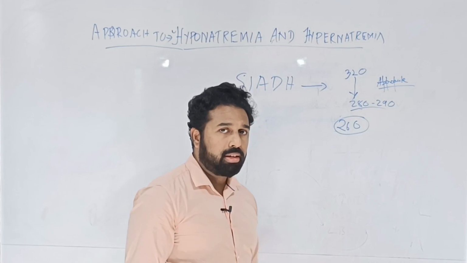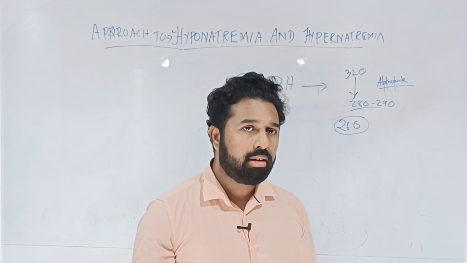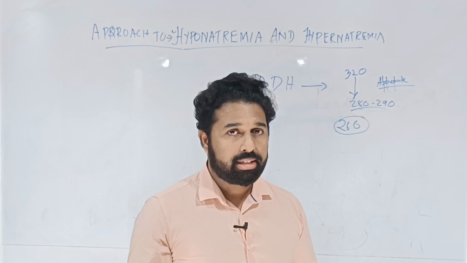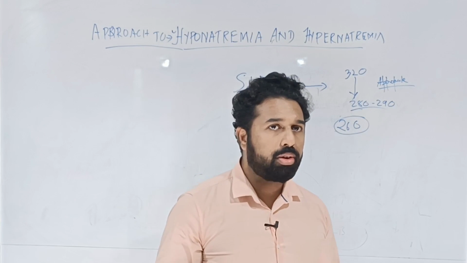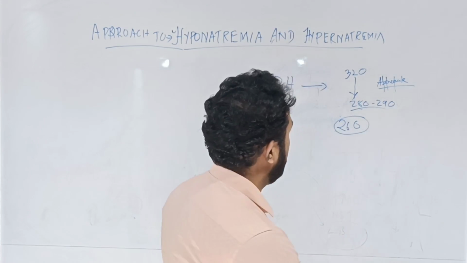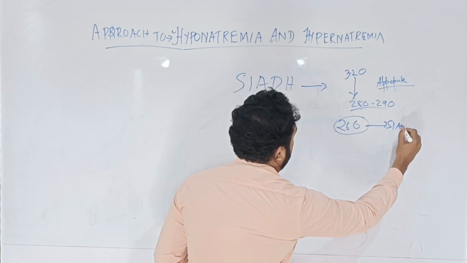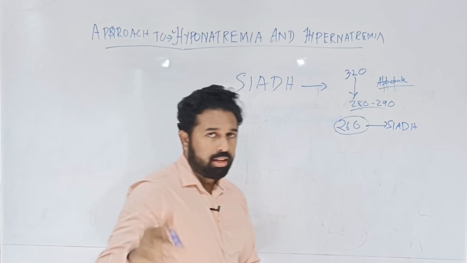So a condition where serum osmolality is low and still ADH is being secreted in excess is considered to be inappropriate, and we do not know why it is happening. That is why it is known as syndrome of inappropriate ADH. Okay, so that is one thing that I saw.